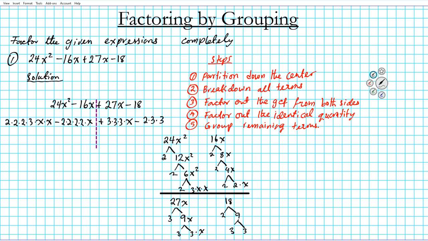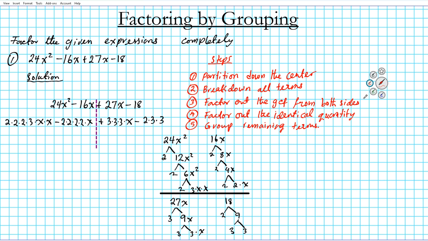Now what we're going to do is factor out the GCF from the left side and the right side. So think about this side right here, that's the right side. And this side right here, I'm sorry, that's the left side and this is the right side. So let's look at the left side first, factor out the GCF. What's common to the left and the right of this minus sign that we have here?